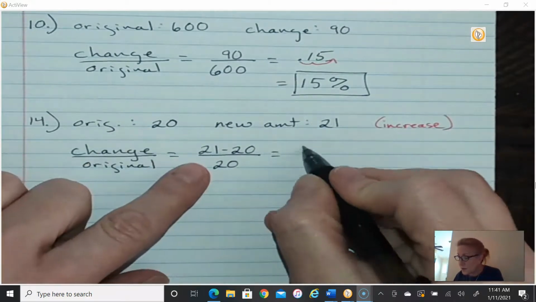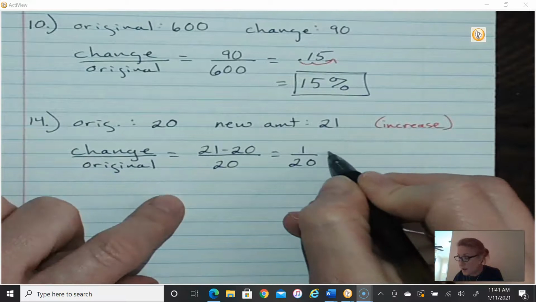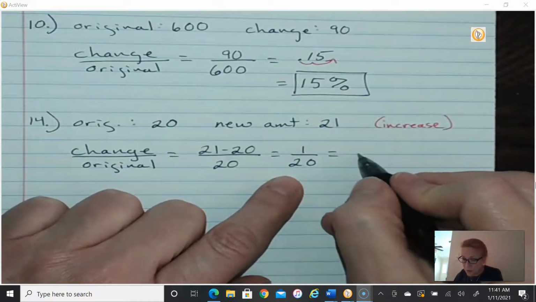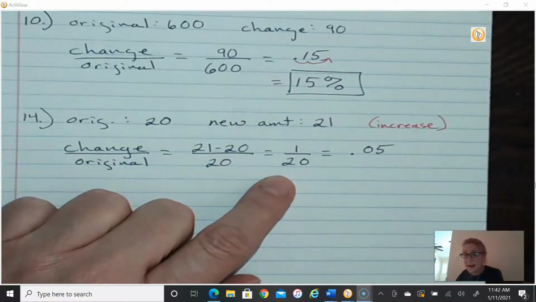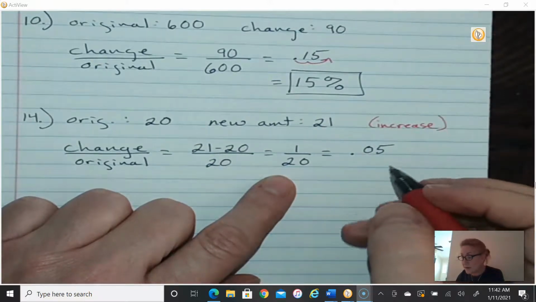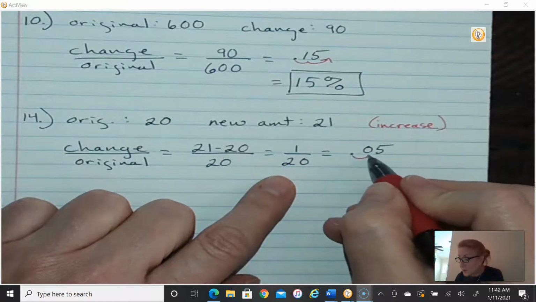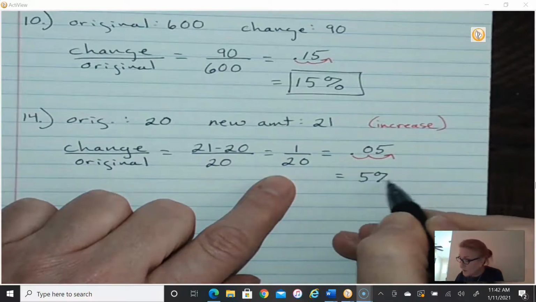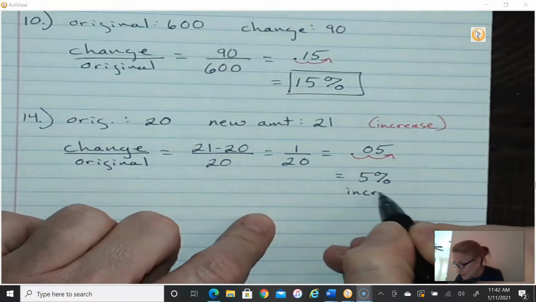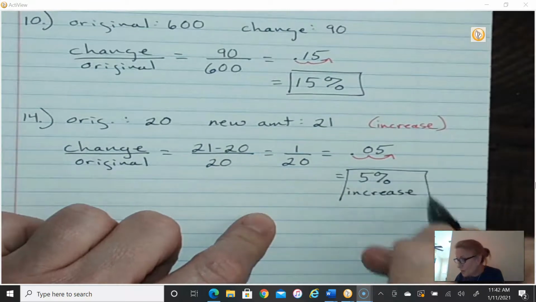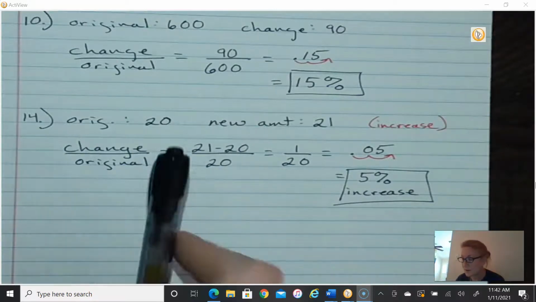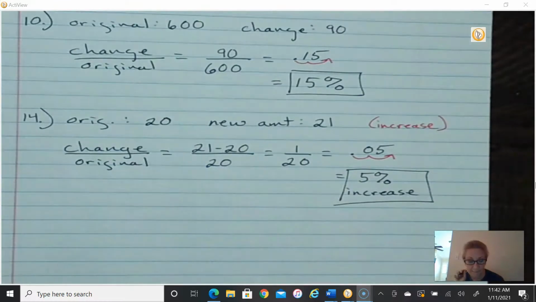All right, 21 minus 20 is 1, so 1 over 20. It's not a fraction or anything, you actually divide. You get 0.05. Now we have to change that to percent. So we move the decimal 2 places to the right, and you get 5% increase. So the percent change here is there was a 5% increase from going from 20 to 21.